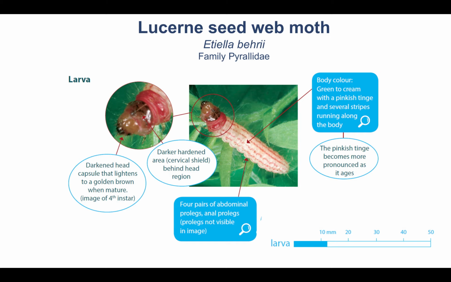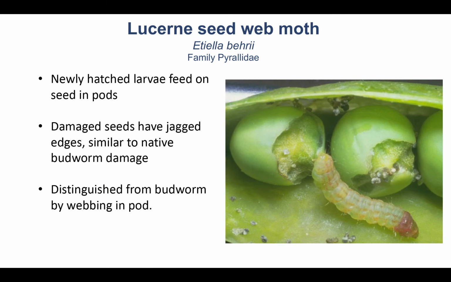However, it's so distinctive. It's got this red collar and these red longitudinal lines running down its body. It's very, very distinctive. It's not easily controlled, and that's because when the larvae hatch, they do burrow into the pods. They form webbing in the pods, and its damage can be confused with native budworm, but native budworm don't form webbing. So if you've got webbing inside a pod, it's Etiella, and it's very difficult to control them once they get in, but it is an extremely rare and minor pest here in WA.